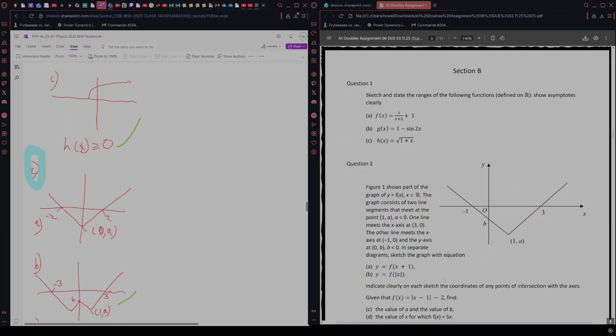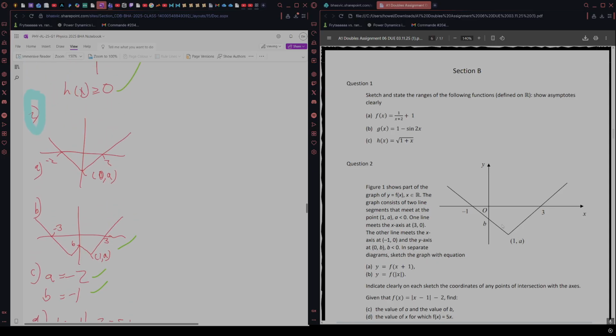Then for C, we're finding the value of a and b for just these coordinates here. It's telling you the equation, so we know that the stationary point is going to be where the two lines meet, which is going to be -2, because this kind of looks like the completing the square form, right? You have x minus 1 minus 2, so it's just going to be (1, -2), because that's where the lines intersect, and you already know that the y-intercept will be -1 as well.